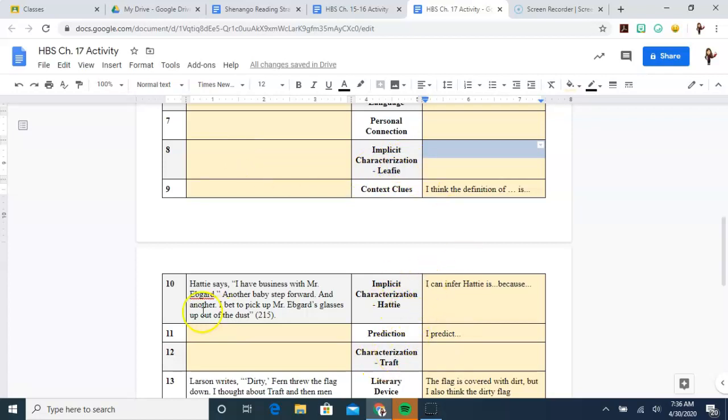And this one I kind of set up for you. I gave you a quote about Hattie, and I want you to infer a trait about her. So here you want to guess something about Hattie, and then tell me why you're guessing that based upon this quote.